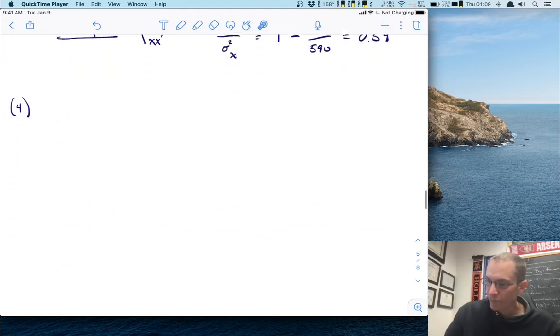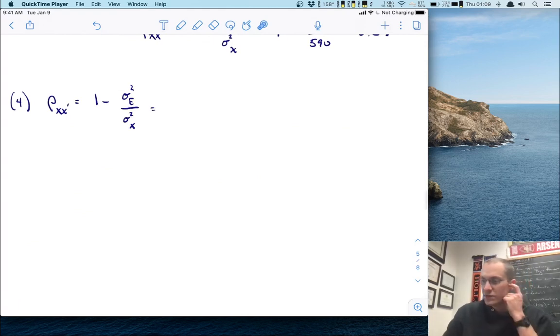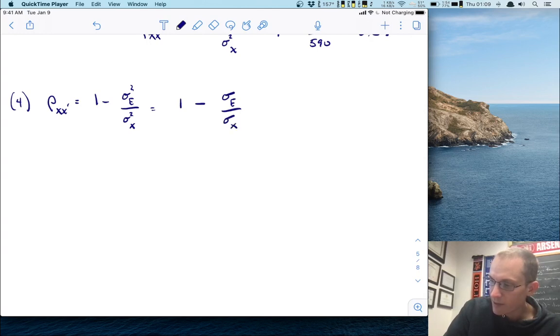Let's look at the last one, the fourth one. Once again, let's start with what we just found out. We just found out that the reliability coefficient is what's left over when you remove the error variability. So in symbols, it's that guy right there. Well, I can write this as the following: sigma E over sigma X, all that squared. And why did I do that?